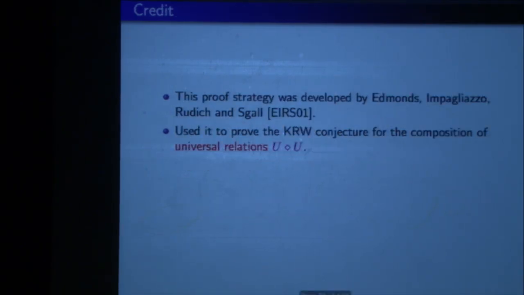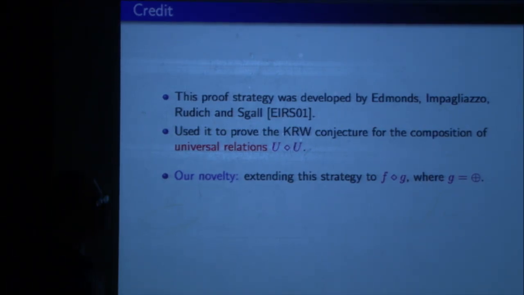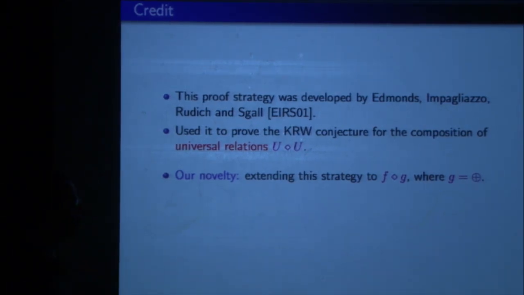Okay. So now giving some credit, this whole proof strategy is not ours. It was developed more or less by Edmonds, Impagliazzo, Rudich, and Sgall. The strategy I described is a bit different, but it's quite close to what they did. And they used this strategy to prove the KRW conjecture for the composition of universal relations. So our contribution in this work is to show how to extend this strategy to the composition of functions where G is the parity function.